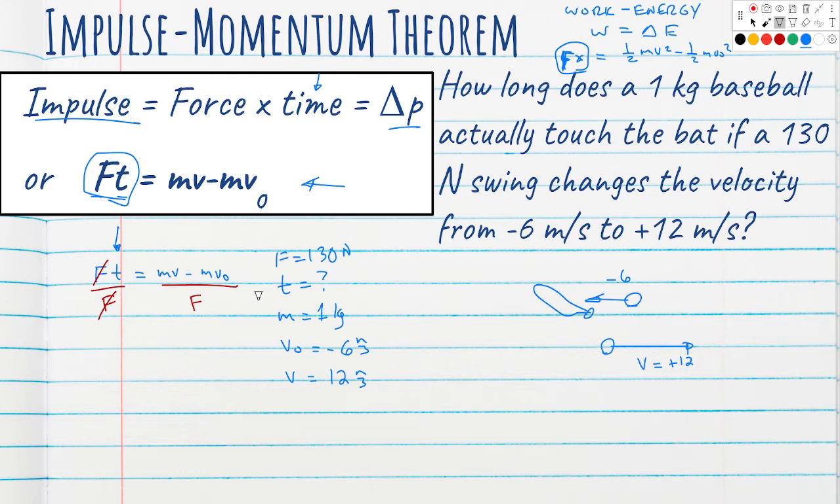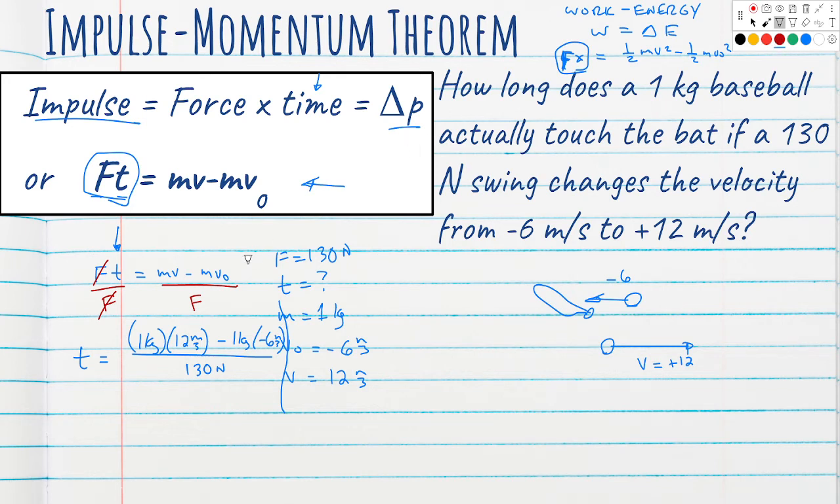All right, and we're going to put our numbers into that. The time is the mass, 1 kilogram, times the final velocity, 12 meters per second, minus the mass again, 1 kilogram, times the initial velocity, -6 meters per second. And I should have left a little more room. And then I'm dividing by that 130 newton force, like that.